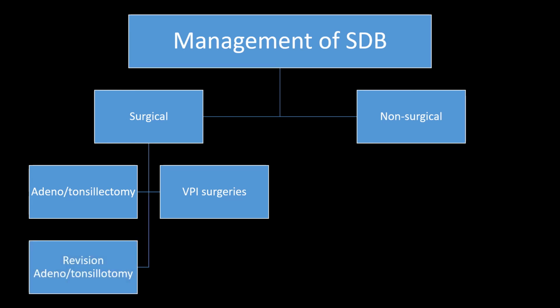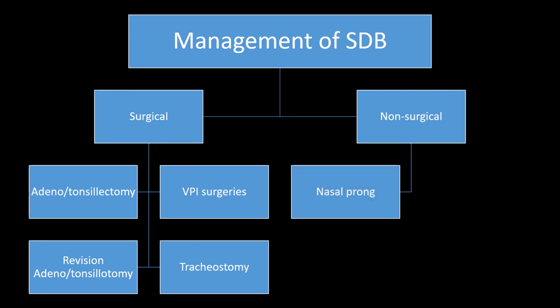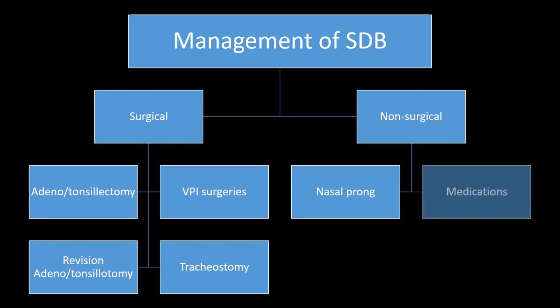Sometimes there needs to be a revision of an adenoidectomy and tonsillotomy, when it is done, where we have to shape the tonsils once again. And finally tracheostomy, which is going to be the last option. When it comes to non-surgical management, if it is a child with Pierre Robin or a structural malformation, then nasal prong in a younger age is actually a good option.